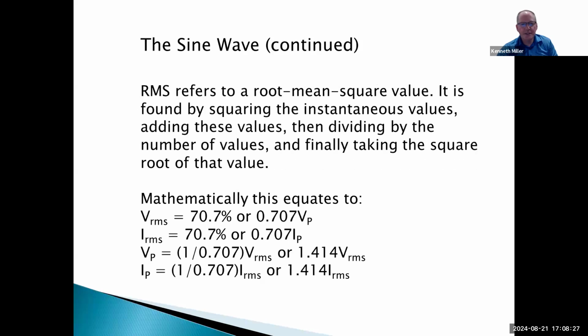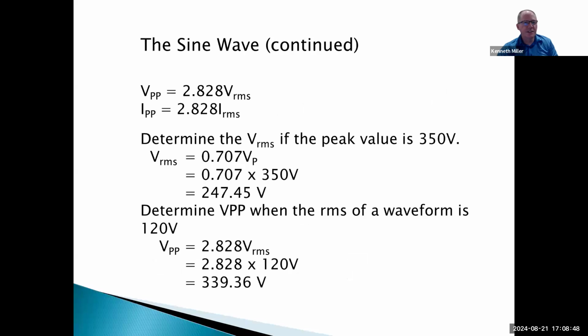VRMS is the 0.707. Okay, so that's where you would get that. Now to convert it back, if you take 1 over 0.707, which comes out to 1.414, you multiply that times the VRMS, and that will give you the voltage peak. Okay, so there's just some other ways of doing this. So let's look at this example here.